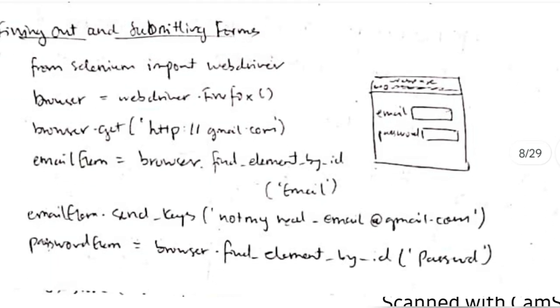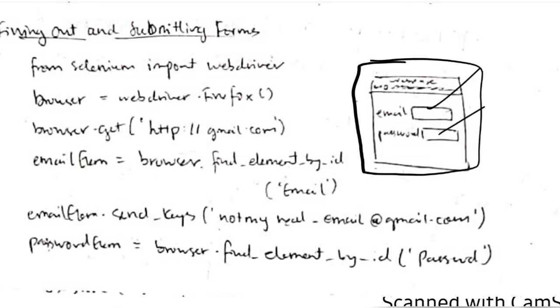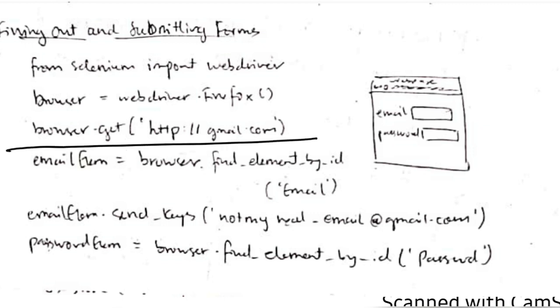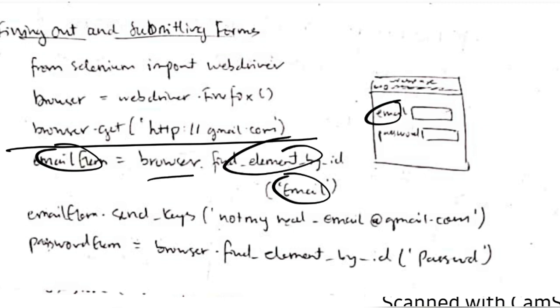And the next one is finding out and submitting forms. So sometimes value and submit. If you want to access this form and fill the values, we will be doing the same thing till the URL part, and after that email element is equal to find element by id email. Wherever the id is email, that will be pointed out and stored here. Then we are sending keys.